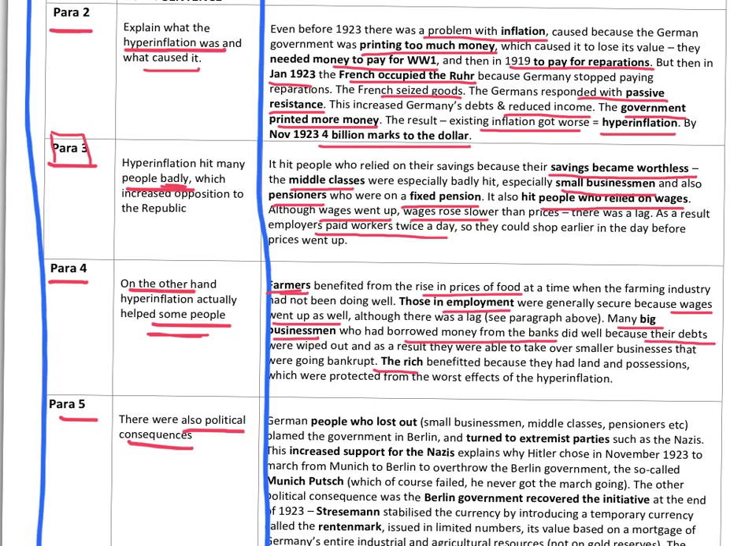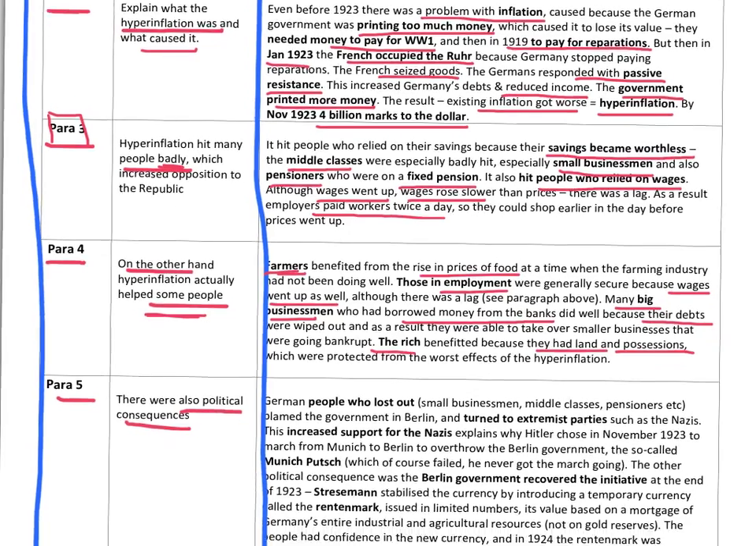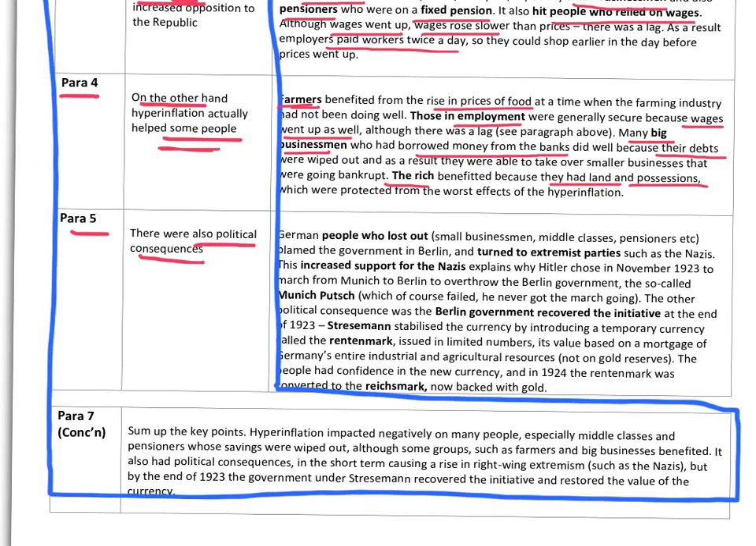So if you had borrowed money and you owed, say, 5,000 marks, well, suddenly what you owed was worth nothing. So effectively, people who borrowed money heavily, and that was particularly big businessmen, benefited. Generally, the rich benefited because they had land and they had possessions, so they could always fall back on their property. So there were a whole range of people who benefited.